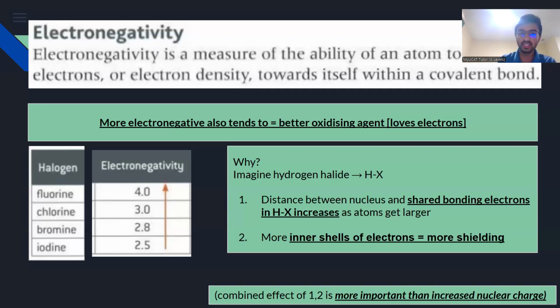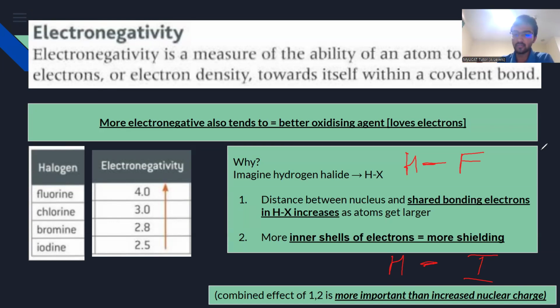And if we think about the reasons why, let's go for an example and talk about a hydrogen halide. So if we talk about, say, HF, that's the first hydrogen halide, and we compare it to, say, HI. Out of these, fluorine and iodine, which one is more desperate to attract the electrons? Yes, fluorine. And if we think about the reason why, our fluorine is going to be much smaller than our iodine. So iodine is going to have far more outer shells of electrons.